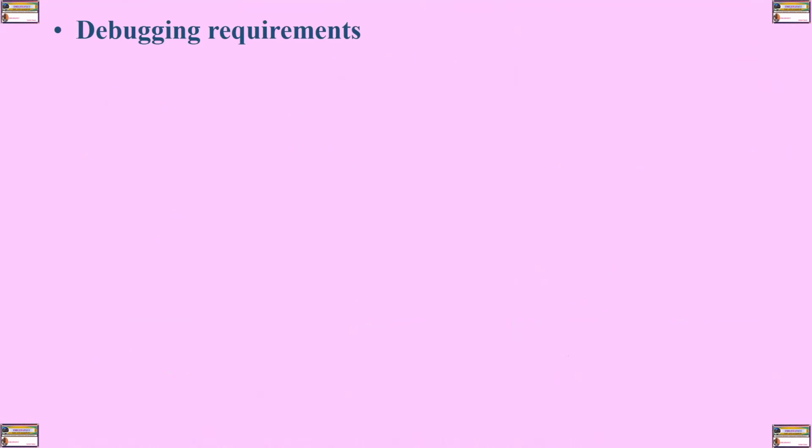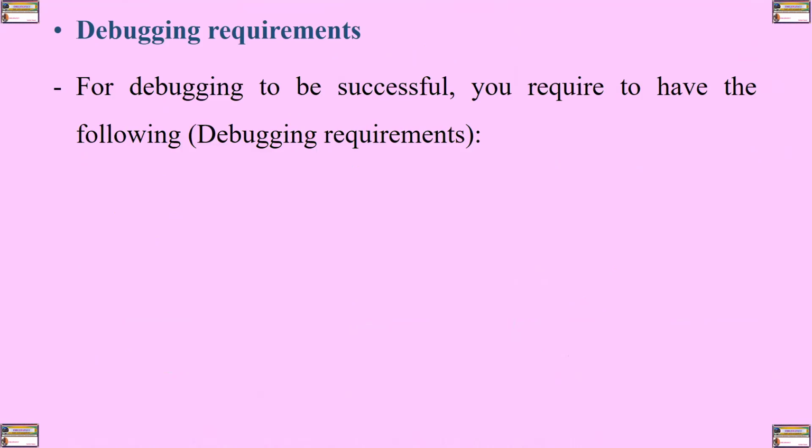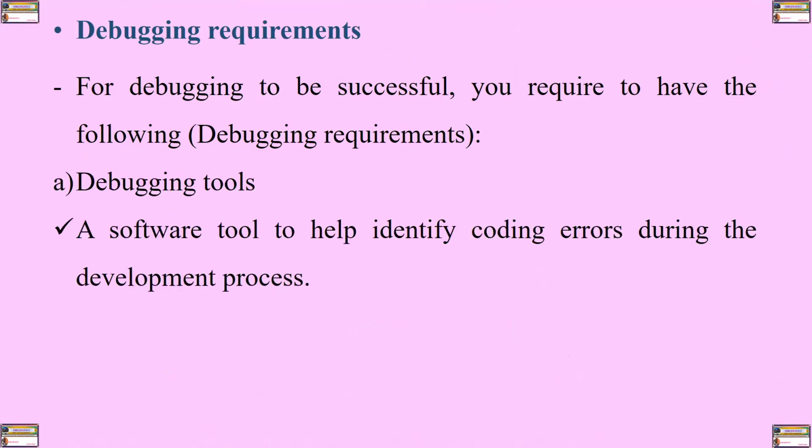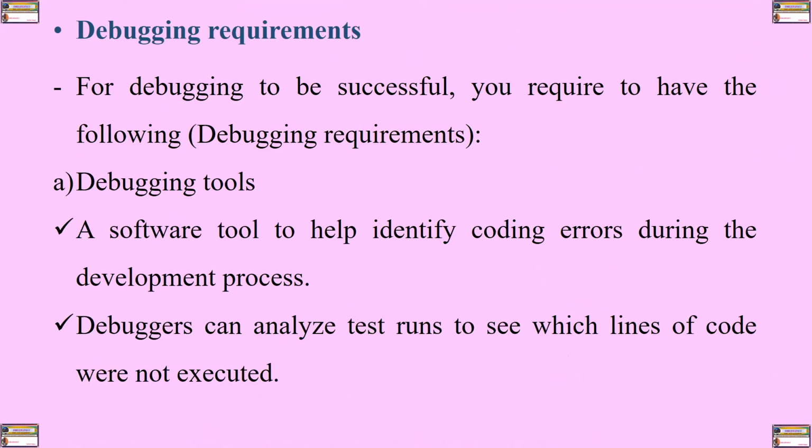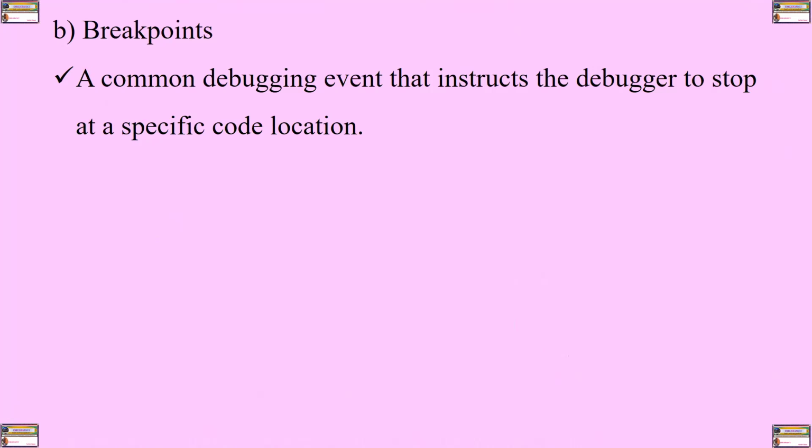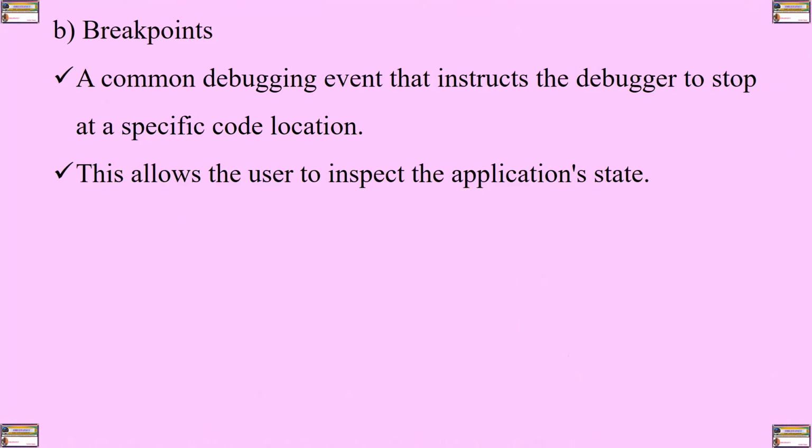So what are the debugging requirements? What do you require to debug? For debugging to be successful, you require the following debugging requirements or items. Number one are the debugging tools. A software tool to help identify coding errors during the development process. Debuggers can analyze test runs to see which lines of code were not executed. Number two are the breakpoints. A common debugging event that instructs the debugger to stop at a specific code location. This allows the user to inspect the application's state.